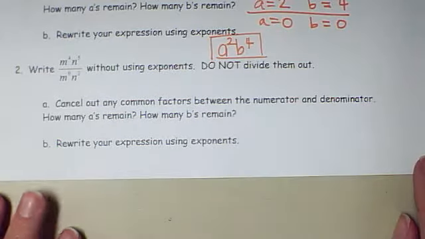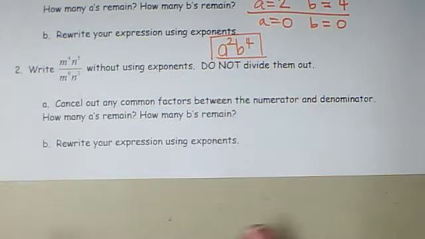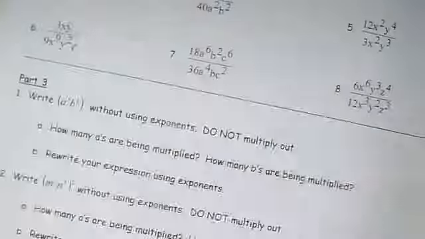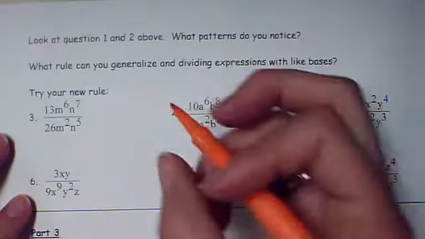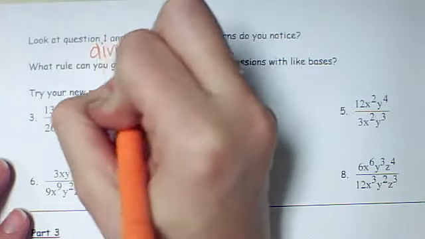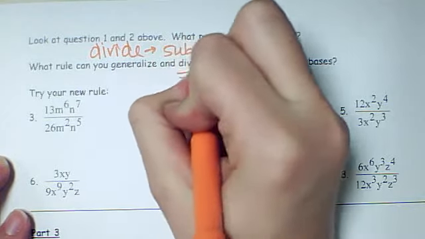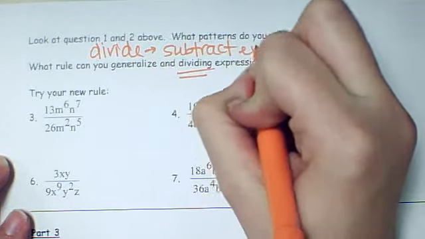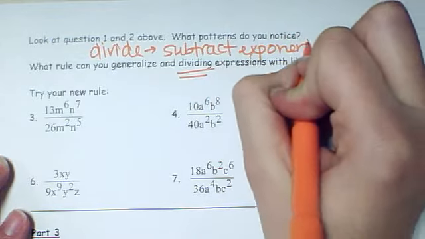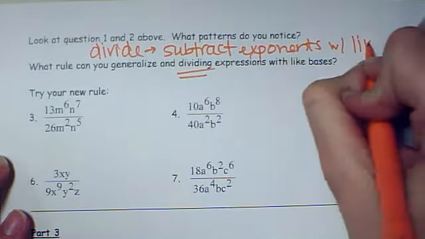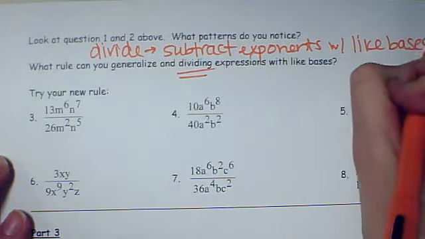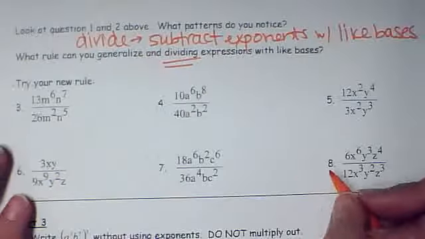In class, I had the students do number 2, and when we did that, we noticed a pattern. Let's look on the back, or the second page, for the pattern. The pattern is that when I divide, I subtract the exponents with like bases. Subtract the exponents with like bases.